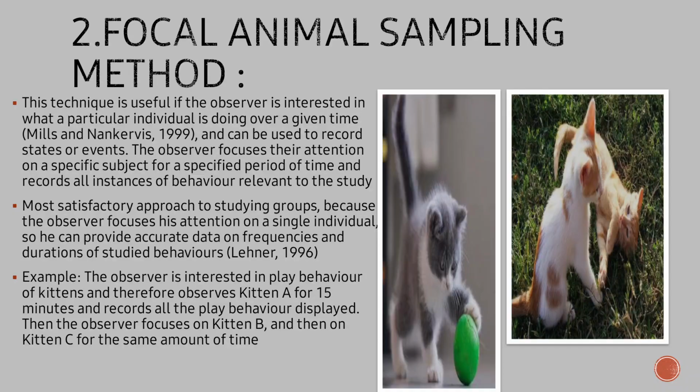This technique is useful if the observer is interested in what a particular individual is doing over a given time, and can be used to record states or events. This is the most satisfactory approach to studying groups because the observer focuses his attention on a single individual, so he can provide accurate data on frequencies and durations of studied behaviors.